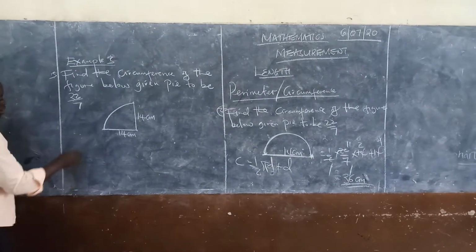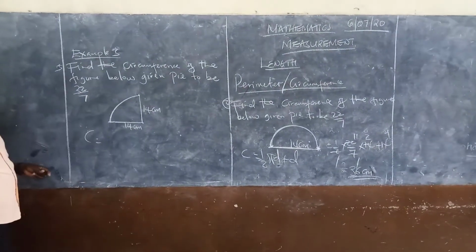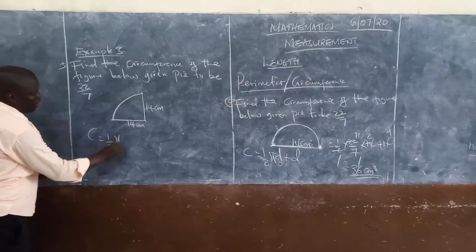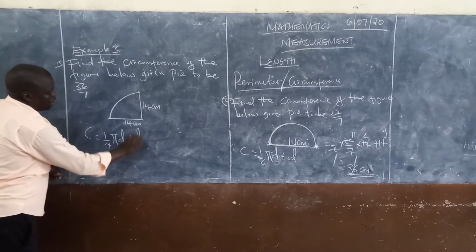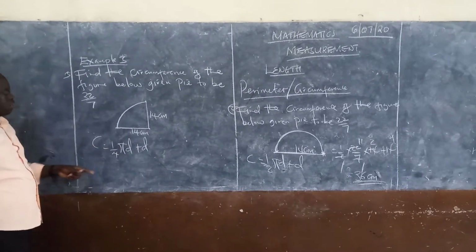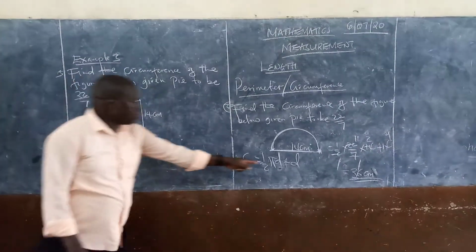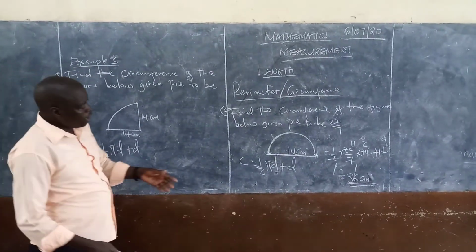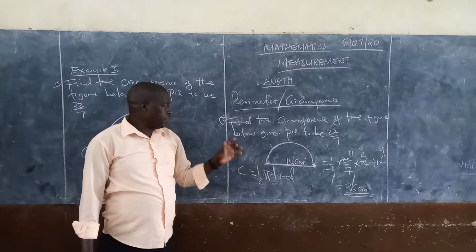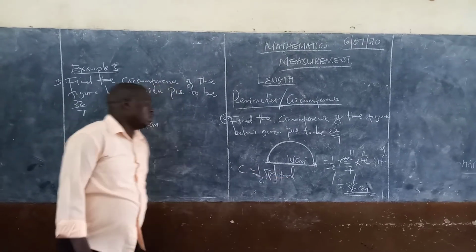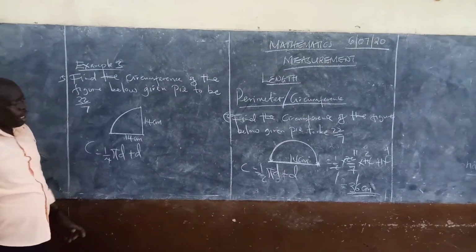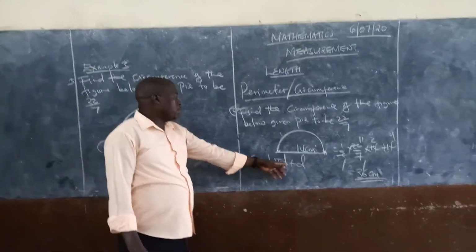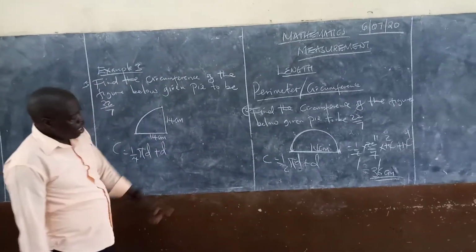So we're saying circumference of this, or perimeter of this, is a quarter pi d plus d. Don't forget to add d, just like what you have done here. Most of the learners, after finding half pi d, forget to add d. Or some apply a wrong formula. They say half pi d multiplied by d. So that is again wrong.